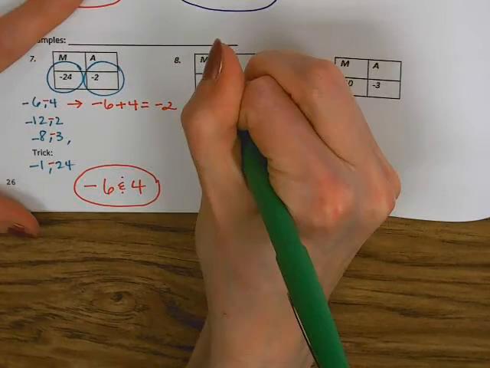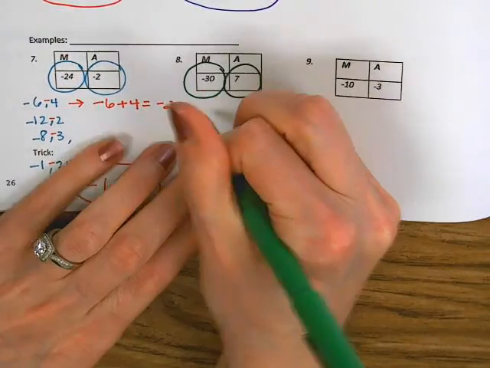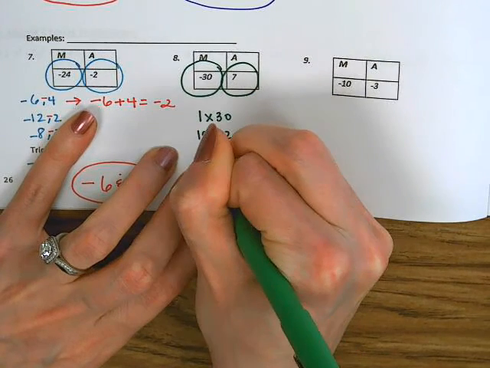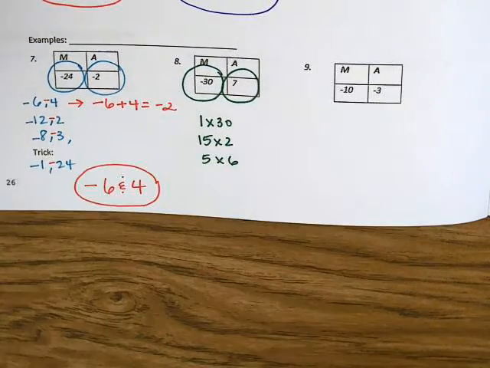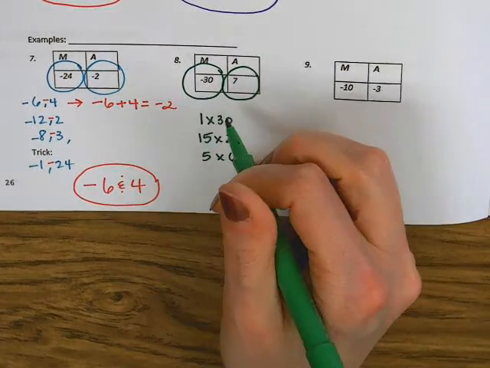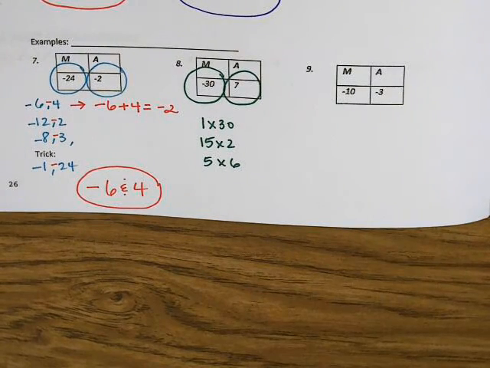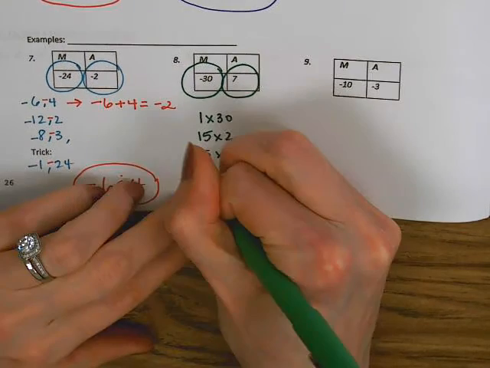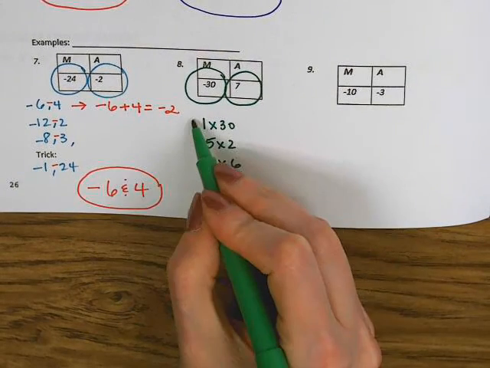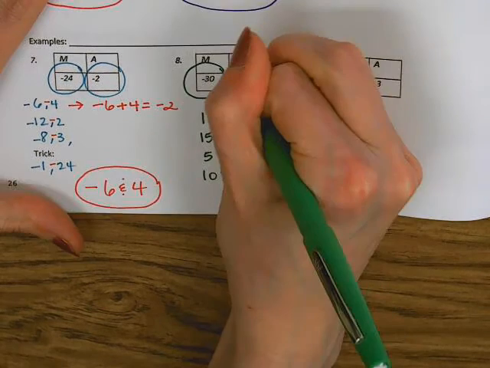All right, let's do number 8. Two numbers that multiply to -30 but add to 7. Okay, so 30 could be 1 and 30. It could be 15 and 2. It could be 5 and 6. But remember, if it's negative, then one of these has to be negative. But which one? I feel like we're missing. Oh, also it could be 10 times 3. Okay, so which one of these, if we made one of them negative, would they add to 7?